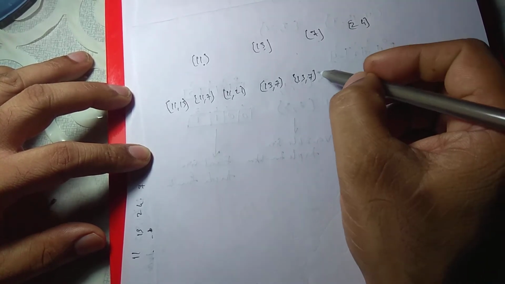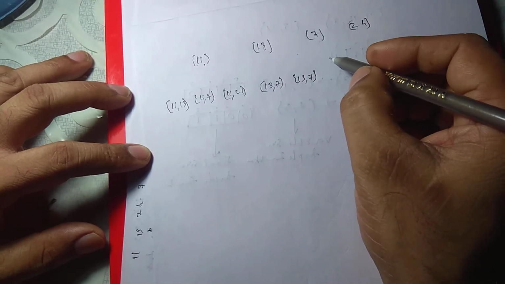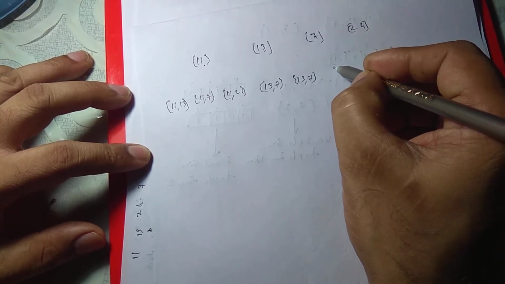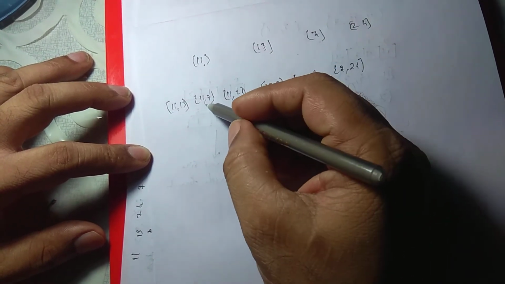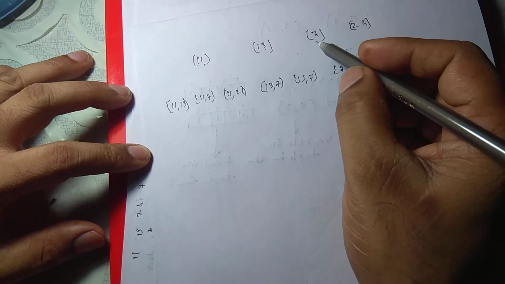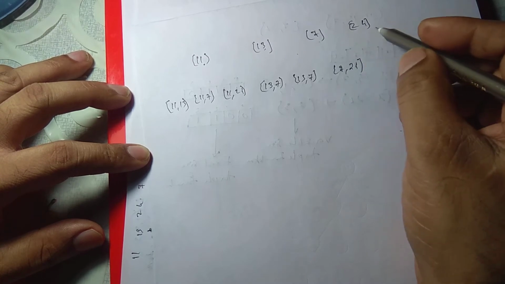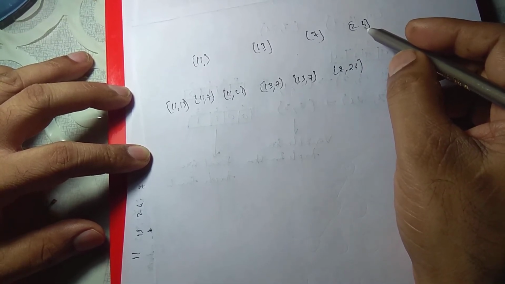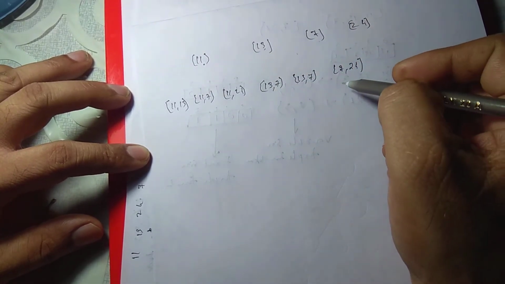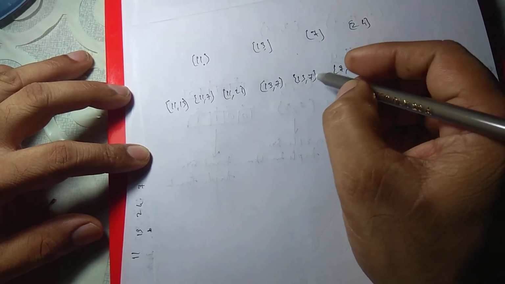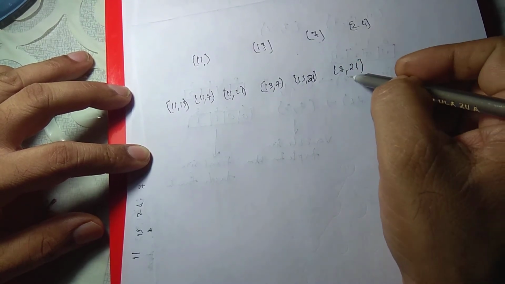Then 13, 11, no need to consider because it is already considered. Then starting with 7, it will be 7, 24. 7 comma 11, no need to consider because it is already considered. 7 comma 13 is also considered. Then starting with 24, 24 11 no need to consider, it is already done. 13 24 is done. Then 24 7 is already done.